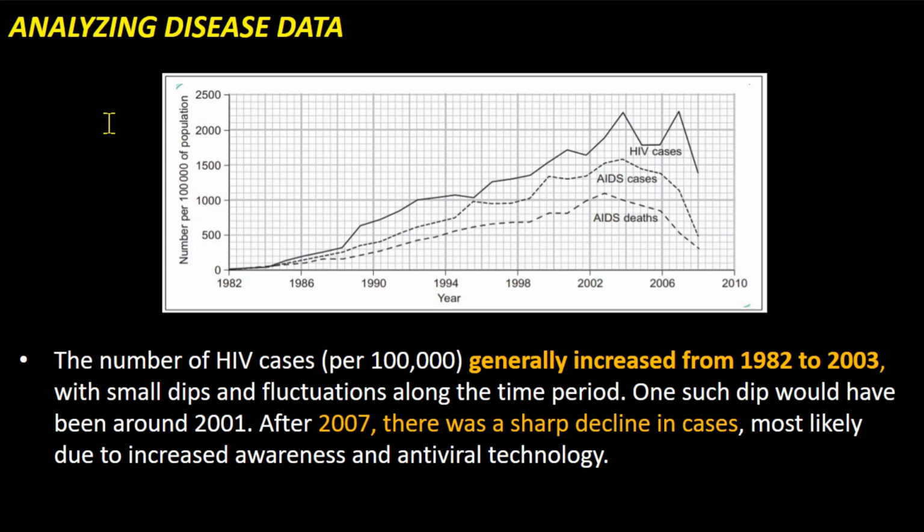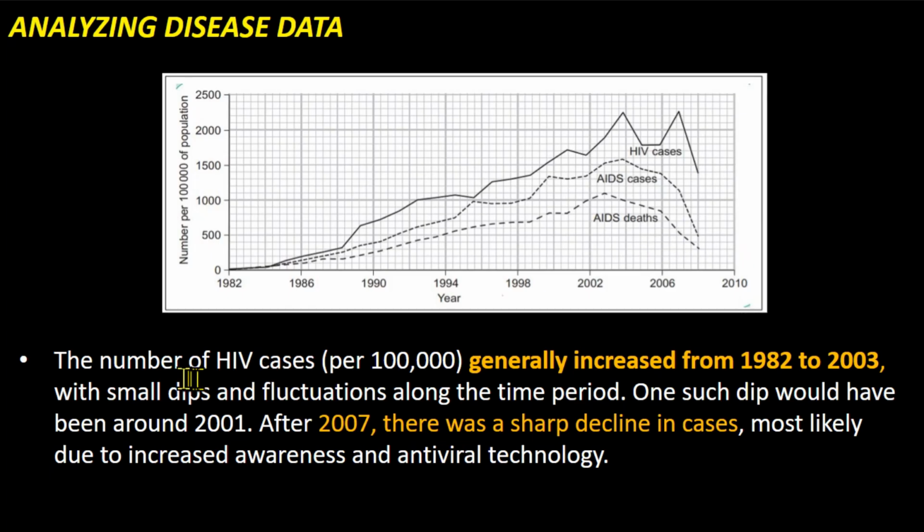You have to also learn how to analyze disease data. So if you look at the y-axis on this graph here, this shows the number per 100,000 of population, and this here shows the year from 1982 to 2010. We have three different line graphs here, which are HIV cases, AIDS cases, and AIDS deaths. So what are some observations that we can make as time passed?